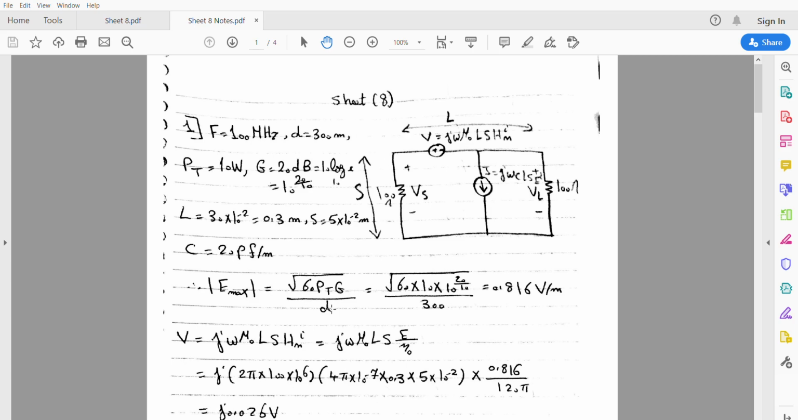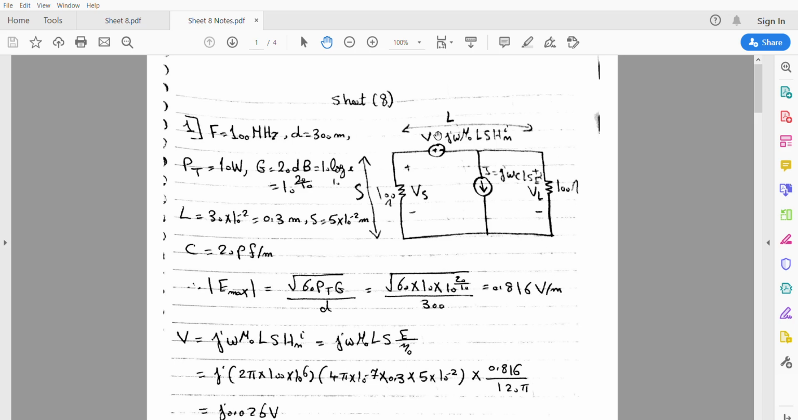So now we need to get the value of the electric field. The electric field is equal to the square root of 60 times the power transmitted multiplied by the gain, all square root, divided by the distance. So we substitute these unknowns by these values and we get the value of the electric field, which is equal to 0.816 volt per meter.